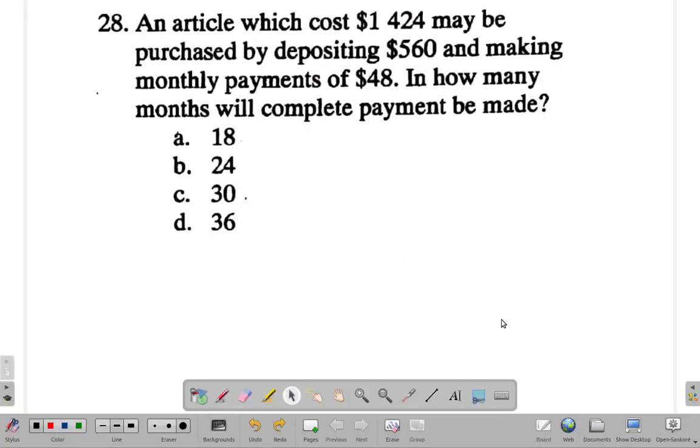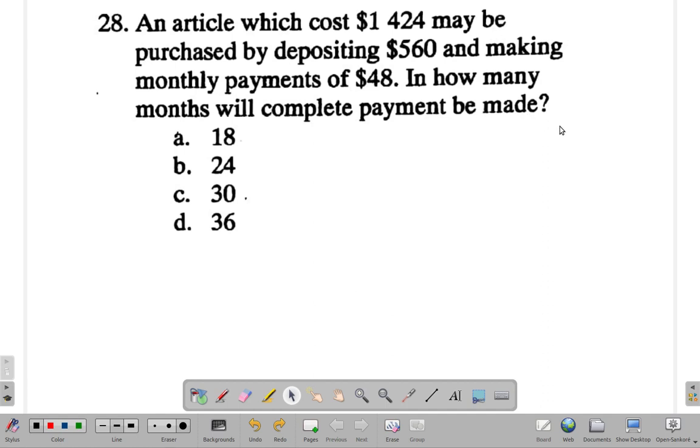Question 28. Do this one, take a minute, and come back. All right, what did you get? Let's see. An article which costs $1,424 may be purchased by depositing $560 and making monthly payments of $48. In how many months will complete payment be made?